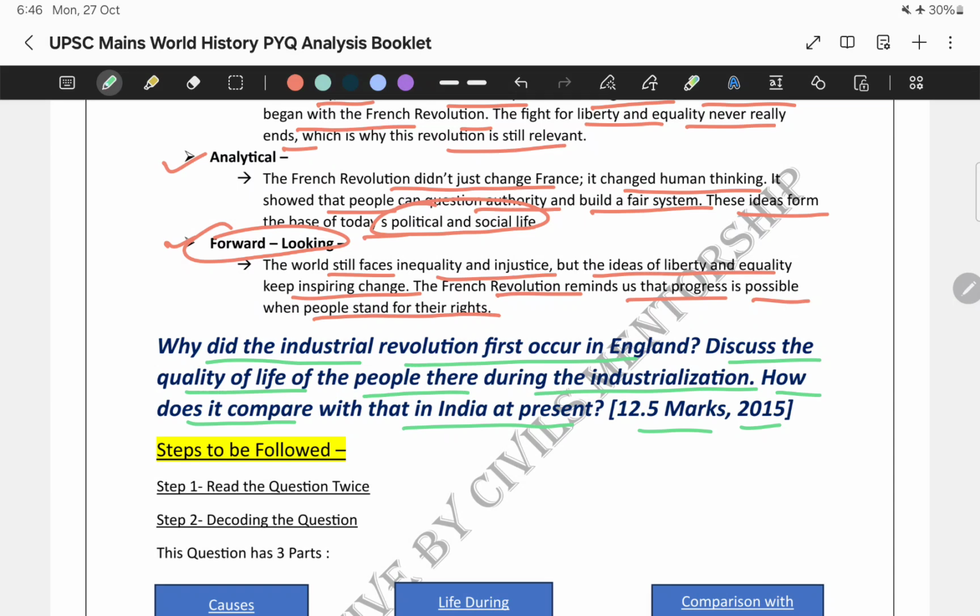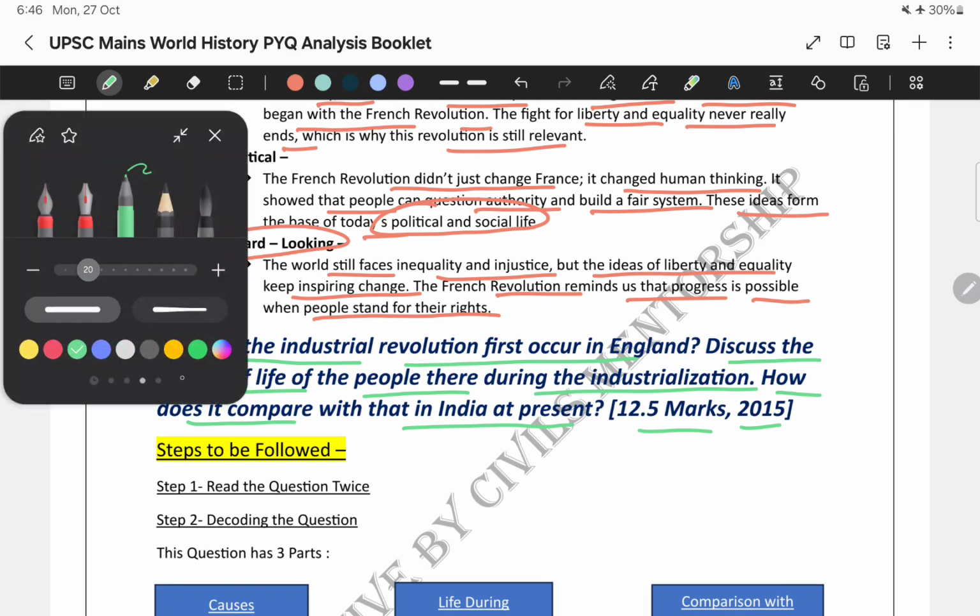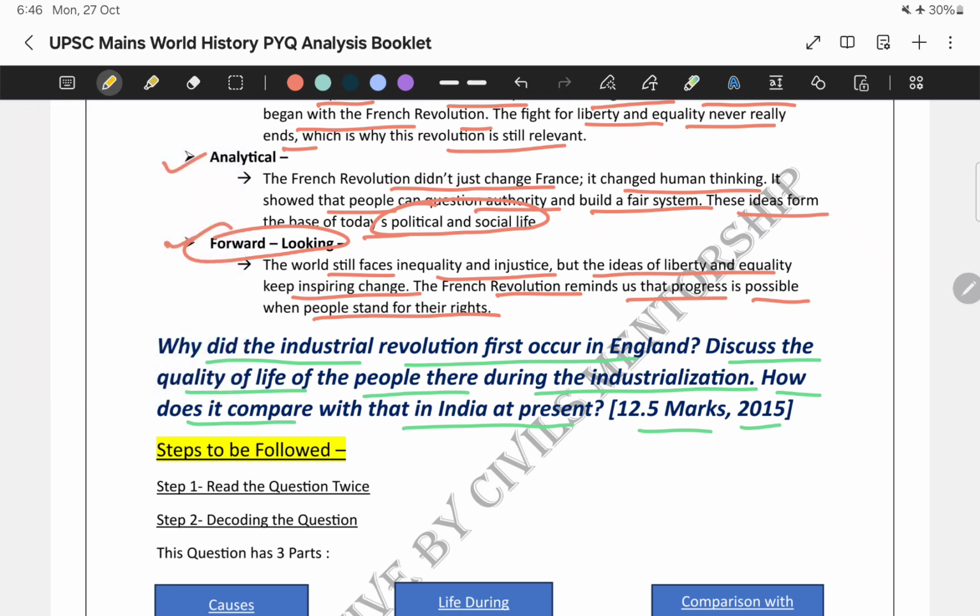If you have noticed, the question has three parts. What is the first part? Why did the Industrial Revolution first occur in England? So this is our first part. Now, what is the next part of the question? Discuss the quality of life of the people there during the industrialization. And the final part is, how does it compare with that in India at present? So we need to address all these three parts of the question.